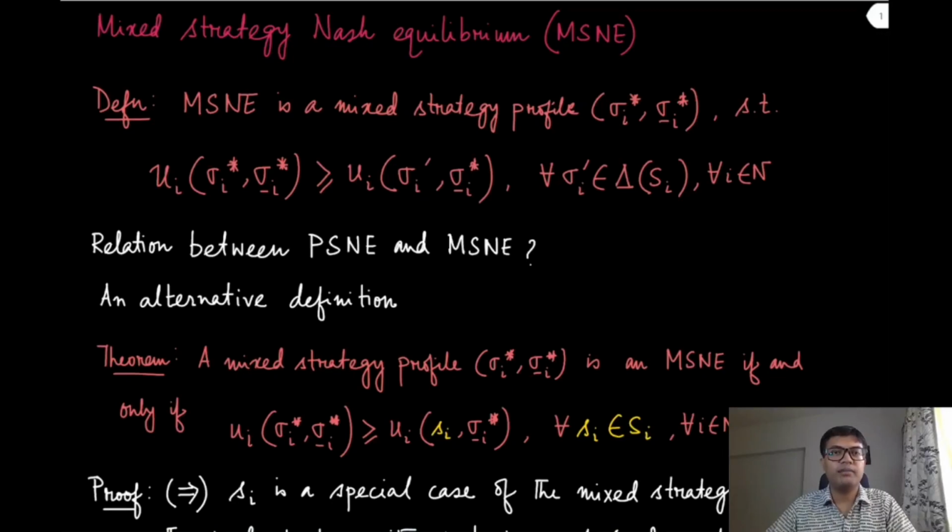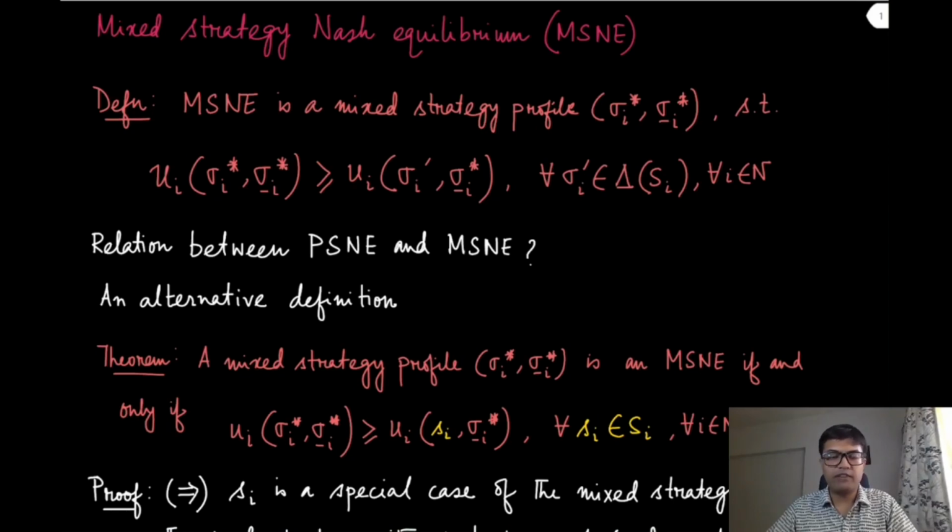We have defined the mixed strategy in the previous module, which means that there is a probability distribution. A mixed strategy is a probability distribution over all the pure strategies that a player has. So in some sense, probabilistically you are mixing all the strategies, and that's why the name mixed strategy.